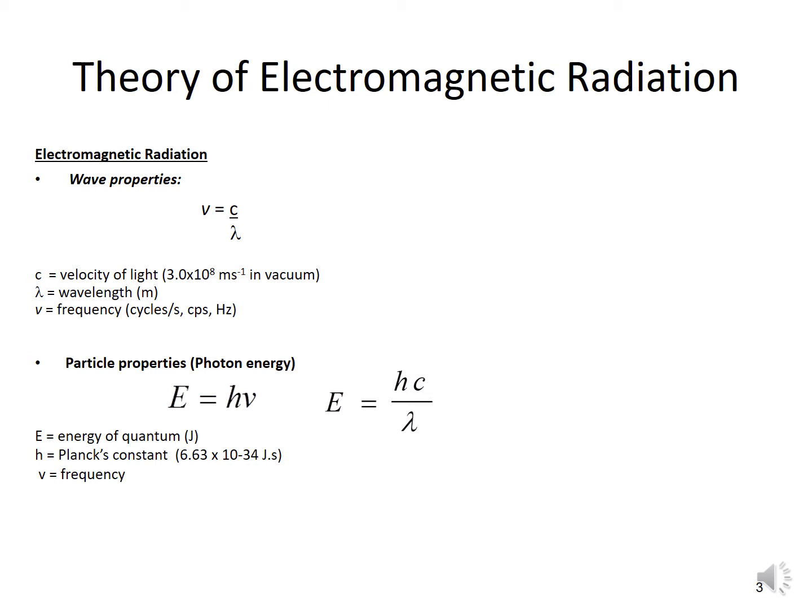Here, as you can see from this formula, E equals hc over lambda. h is the Planck constant, and this is the exact value, 6.63 times 10 to the power of minus 34 joule second. The c is, as you know, the velocity of light, and lambda is the wavelength.